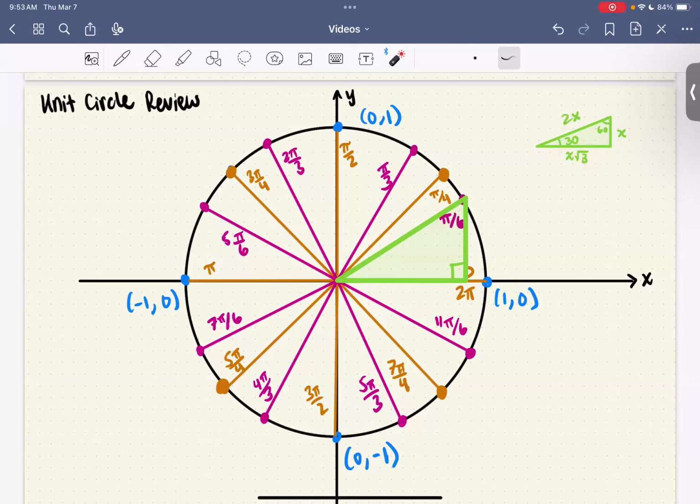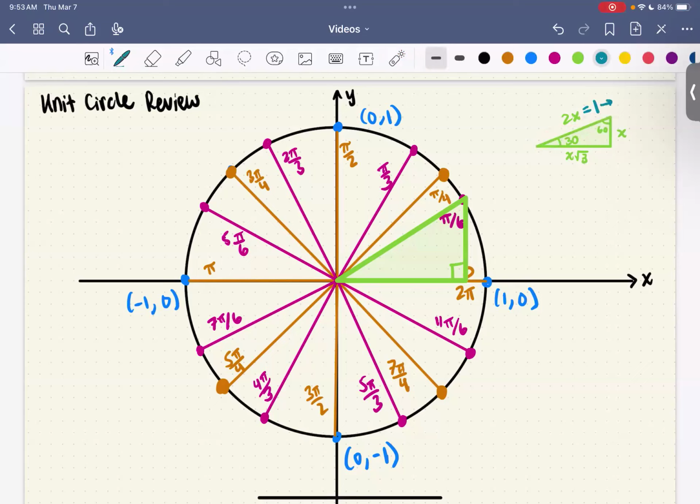Now, what do we know that's special about the unit circle? We know that the hypotenuse is the radius of this circle. Okay, so sort of connecting a lot of ideas here. The hypotenuse of this triangle is the radius of this circle, which is equal to 1. So in our circle here, I know that this hypotenuse side length is 1.